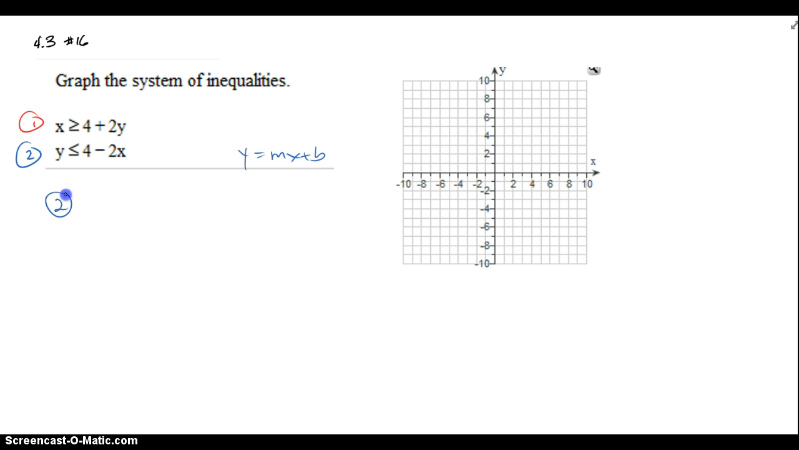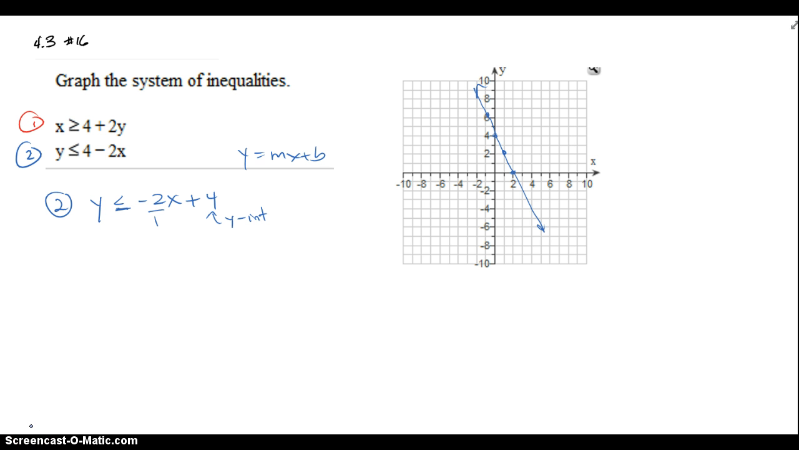So I have for the second one y less than or equal to negative 2x plus 4. So that'll tell me that this is the y-intercept that I'm going to start at, and negative 2 over 1 is the slope. So I'm going to go to the y-intercept of 4 right here, and then from 4, I'm going to go 2 steps down and 1 step to the right. So 1, 2 down and 1 to the right, and I can keep doing that and draw my line, and since I have an equal sign, it's going to be a solid line.